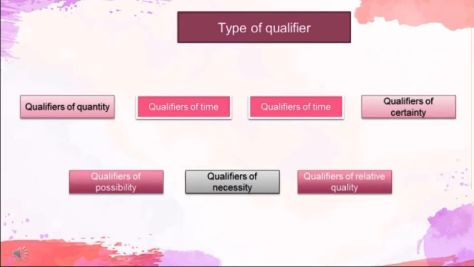Okay, next is qualifiers of possibility. For example, could, may, likely, possible. And the next is qualifiers of necessity. For example, must, should, required, have to, or etc. And the last is qualifiers of relative quality. For example, best, worst, finest, sharpest, or etc. Must, all, none.